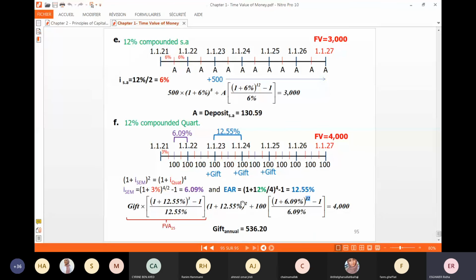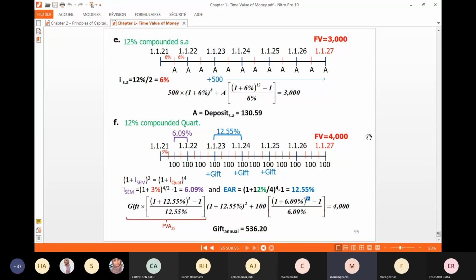You cannot write here gift times 1 plus 12.55% power 4, plus gift times 1 plus 12.55% power 3, plus gift times 1 plus 12.55% power 2, and solve for the gift, because... Look, we need the formula of the annuity to be able to determine the gift. The annual gift is 536.2. I hope it is clear, Yasmin.